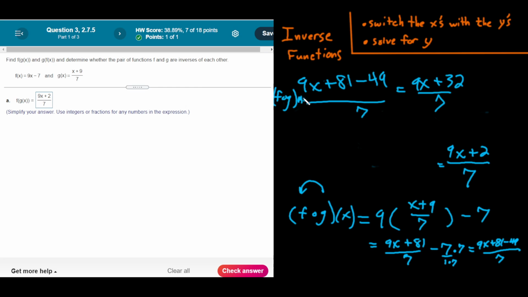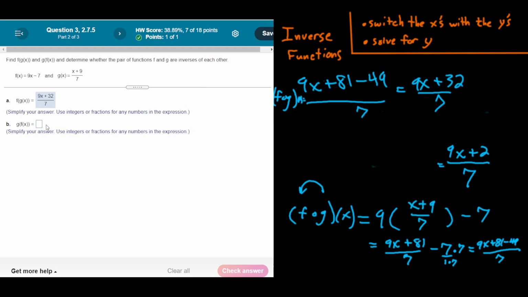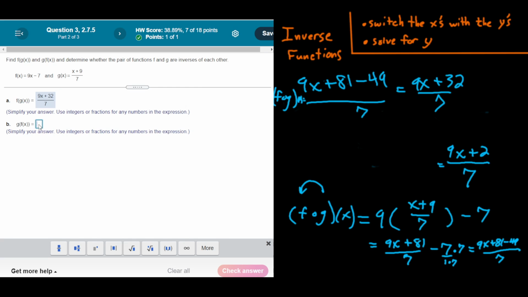You get the idea. Okay. So that's going to be our first answer. So it's really 9x plus 32 over 7. So let's go ahead and change that into a 32 by putting a 3 there. All right, nice work. Okay, g of f of x, we already found that. Let's put a fraction bar in there. That's going to be 9x plus 2 over 7.